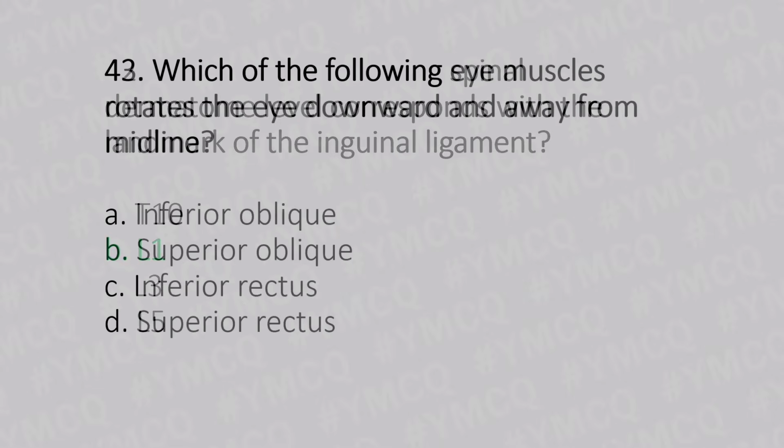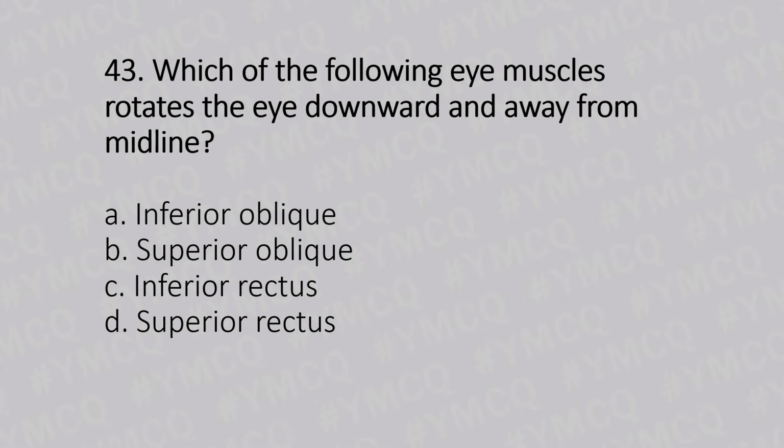Moving to our 43rd question. Which of the following eye muscle rotate the eye downward and away from the midline? Option A, inferior oblique. Option B, superior oblique. Option C, inferior rectus. Option D, superior rectus. And the answer is option B, superior oblique.